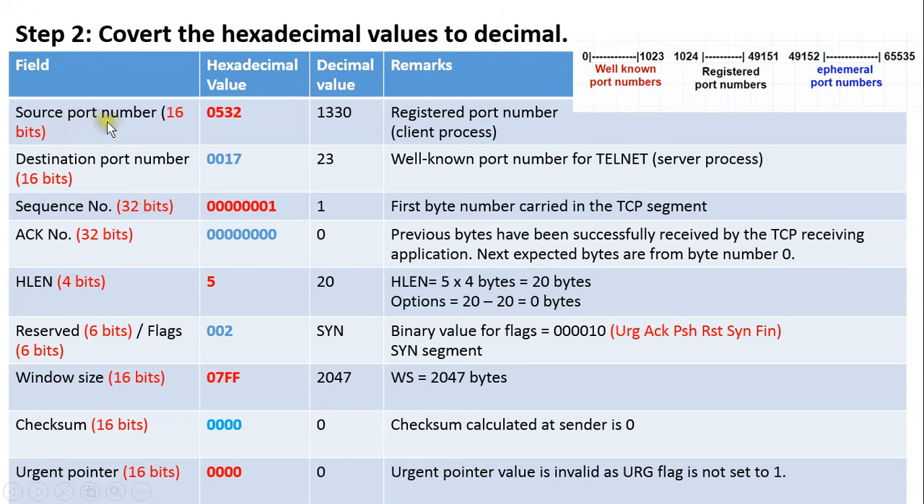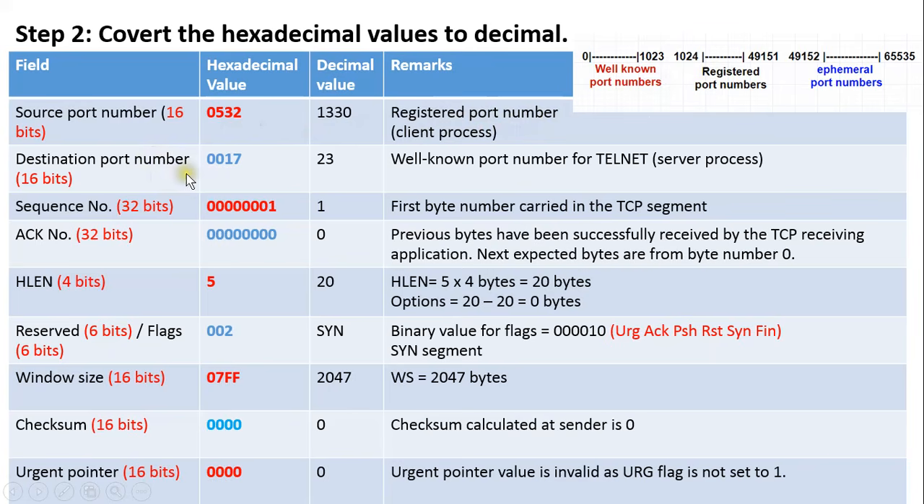The first field is source port number. Its hexadecimal value is 0532. Its corresponding decimal value is 1330. And this 1330 decimal value lies in the registered port number range, which is from 1024 to 49151. These port numbers are registered with IANA, Internet Assigned Numbers Authority. So here the client process is getting one of the registered port numbers.